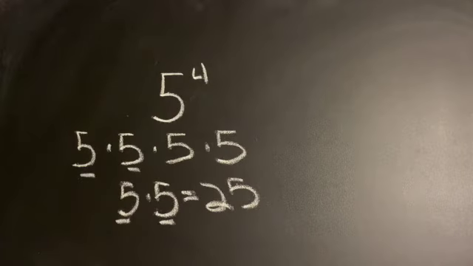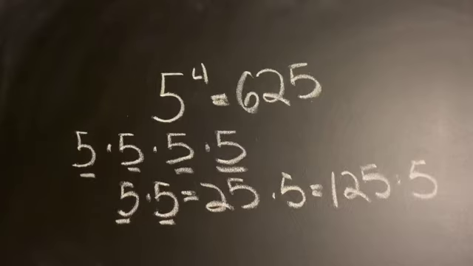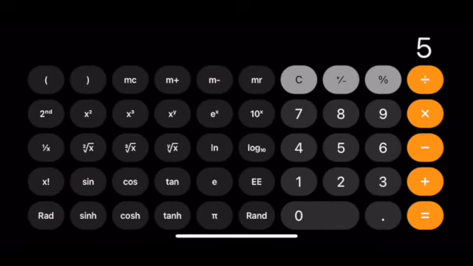So 5 times 5 is 25. Then we'll multiply the third 5, and 25 times 5 is 125, times the final 5, and we have 625 is the answer. Do this on a calculator: 5, exponent key, 4, equals 625.